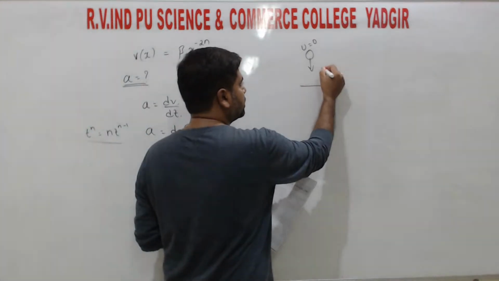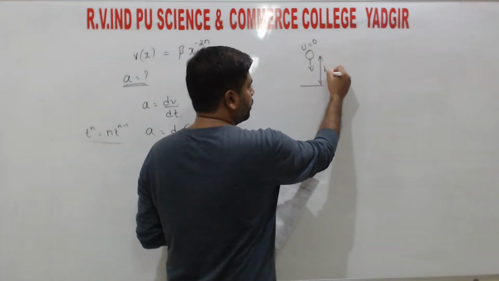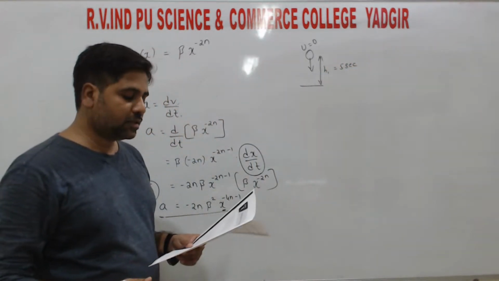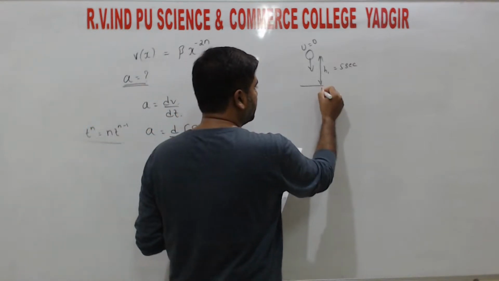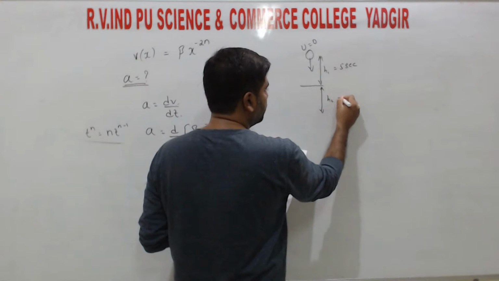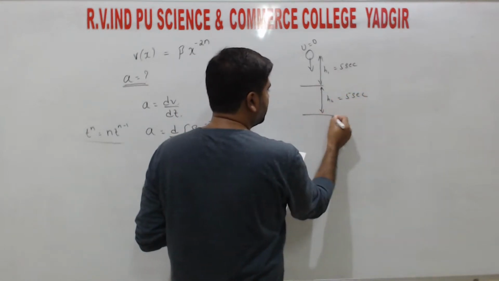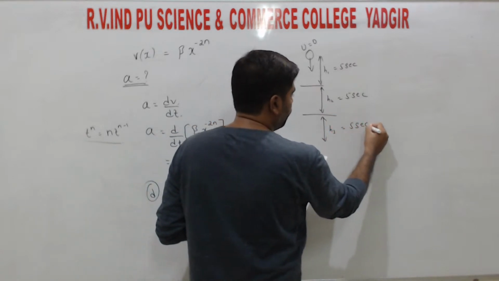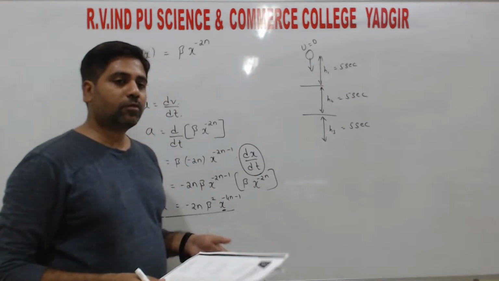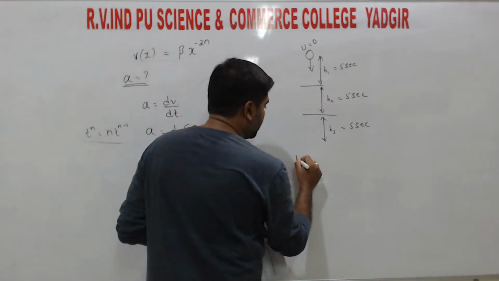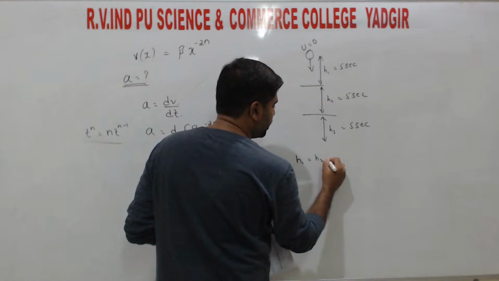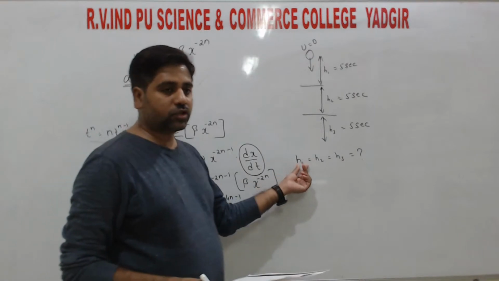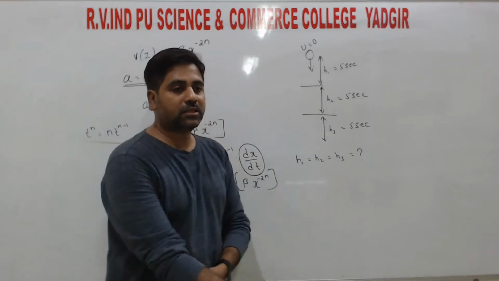So it covers h1 distance in 5 seconds, right? Next, h2 distance in the next 5 seconds, right? Again, h3 distance in the next 5 seconds, right? So we need to find the relation between h1, h2 and h3. That is, the relation between h1 and h2, h2 and h3, or h1 and h3, right?